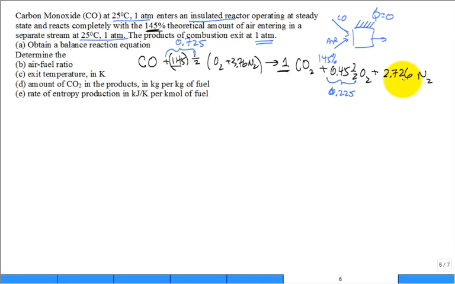Determine the air to fuel ratio for this. Should I let you do that? Or should I just do it and you watch? Air to fuel ratio, can you do it?